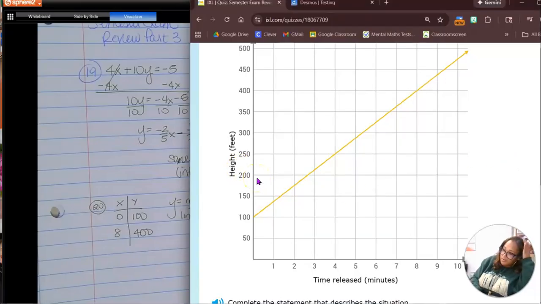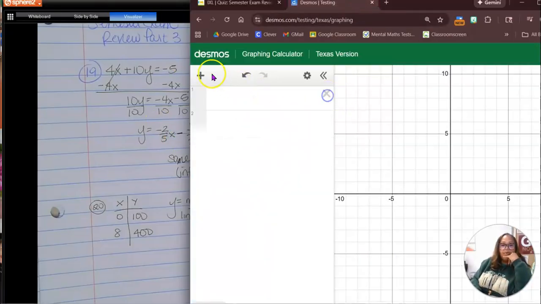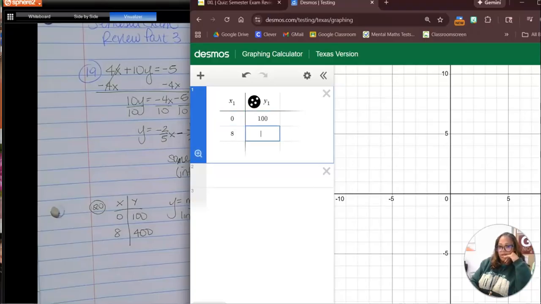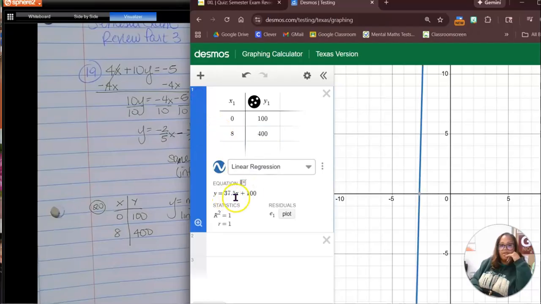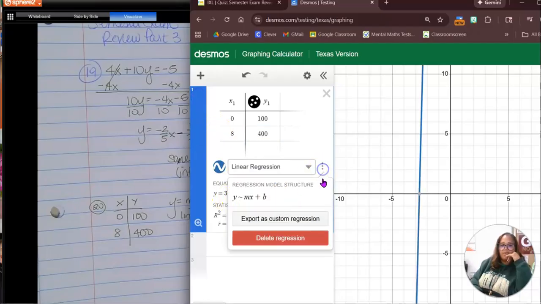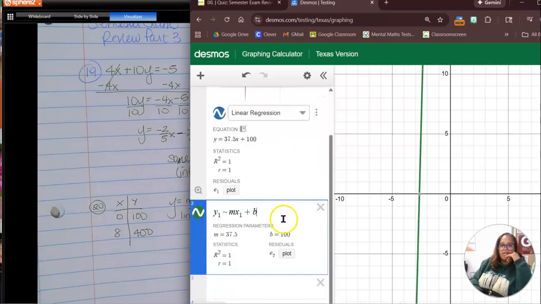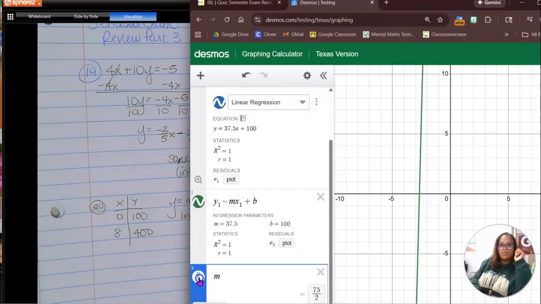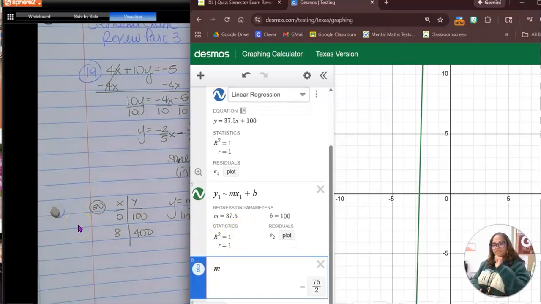That one was on the review. There was one like it on the review. The table. And then I've got 0 and 8 and 100 and 400. Click your regression button. 37.5 is my slope. But let's get it as fraction form just in case. M is 37.5, which is 75 halves.